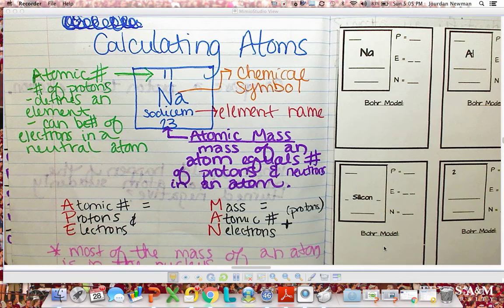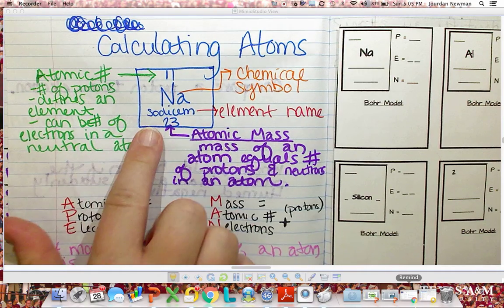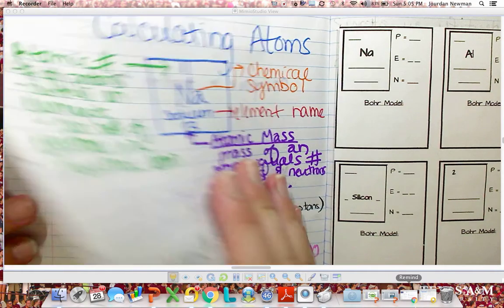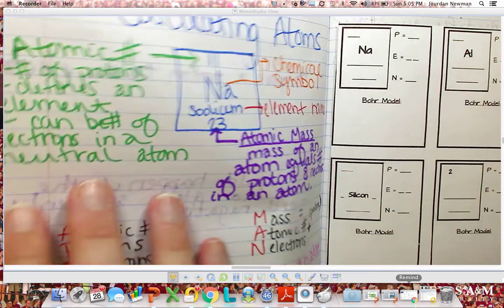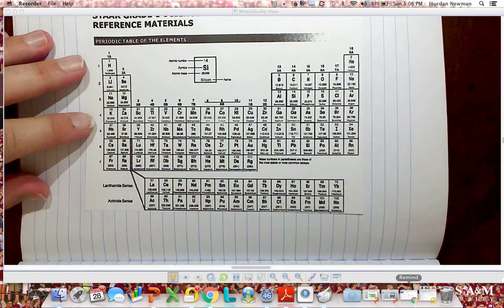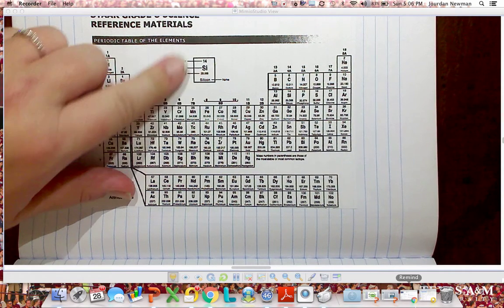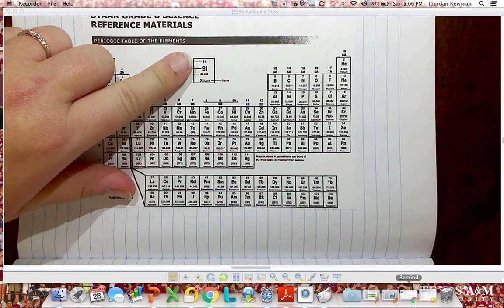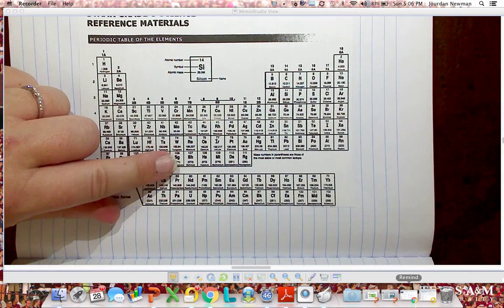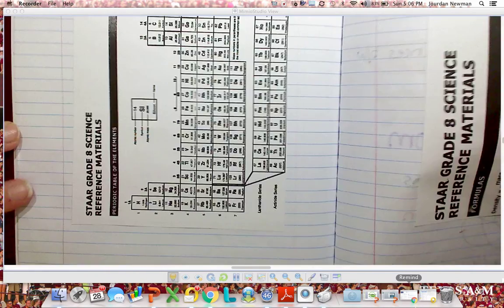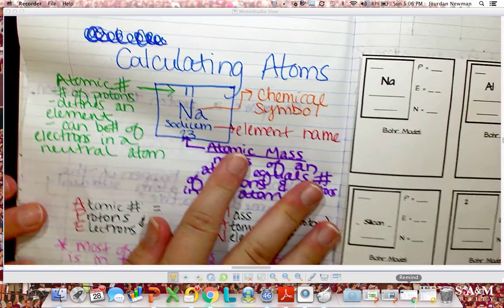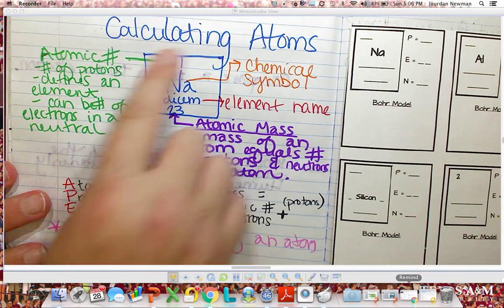Okay, all right, so let's go to what we are going to be talking about today, which is learning how to calculate atoms. On your periodic table, and I'm doing an example right here, but if you look at your periodic table that you've glued into your journal, there's always going to be an example on every periodic table to remind you how to read one. We're going to be using this in just a second, but I did just draw an example right here to make it easier for us.